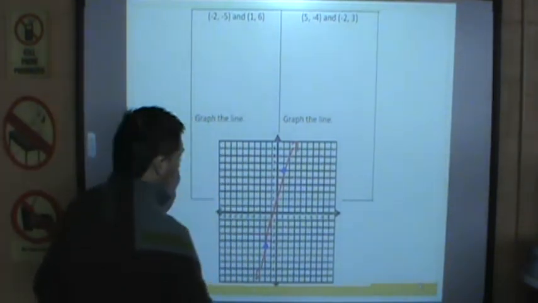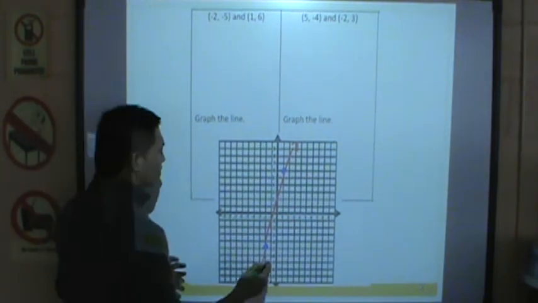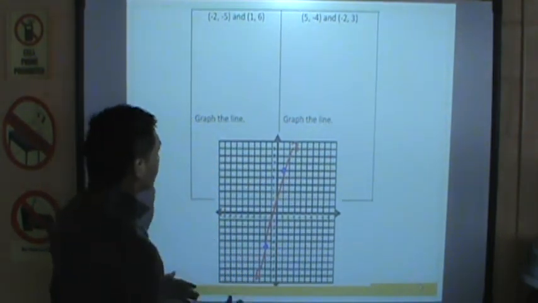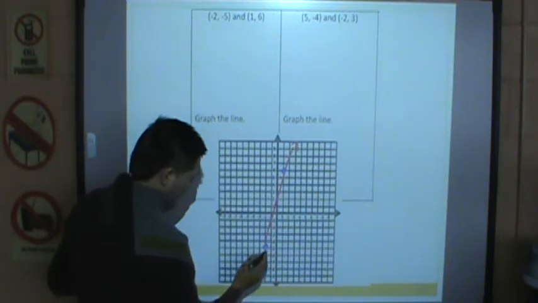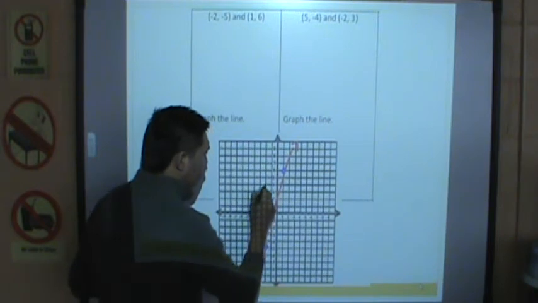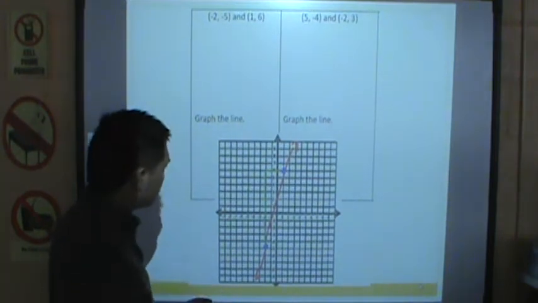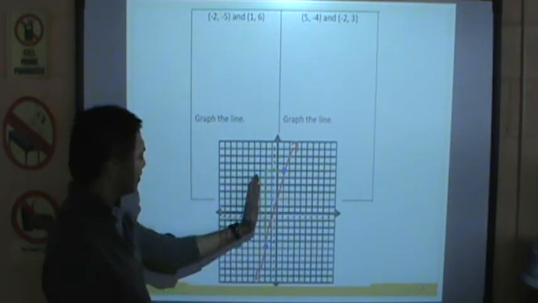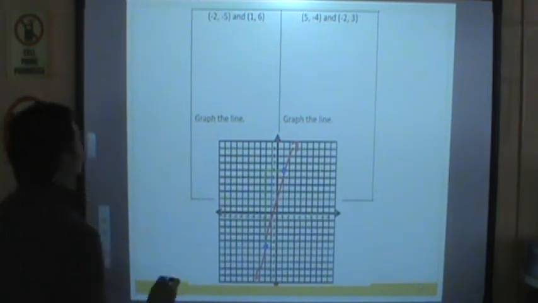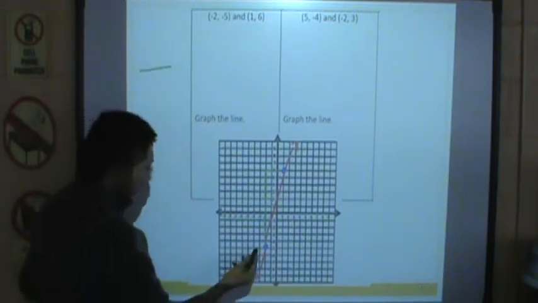A while ago, I told you to draw a right triangle so it's easier for you to figure out the number of your slope. So again, you always start from the bottom point, and then here you go. Now if you noticed, I went up and then right. So that means my slope is going to be positive. Now how many ups then?